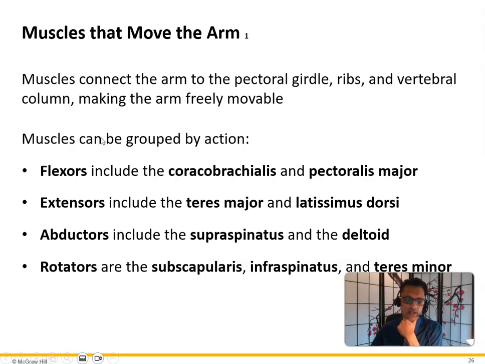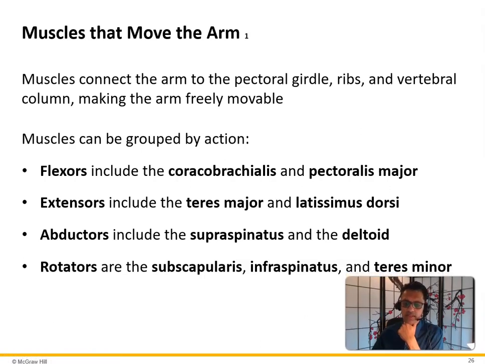All right, so let's talk about muscles that move the arm. Actually, let's break this up into another session here.